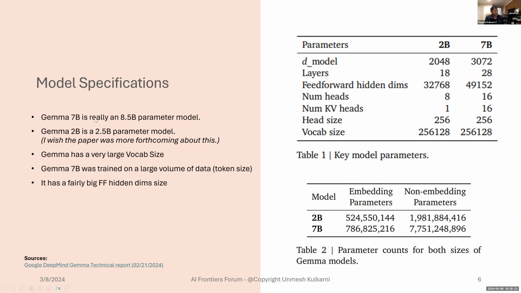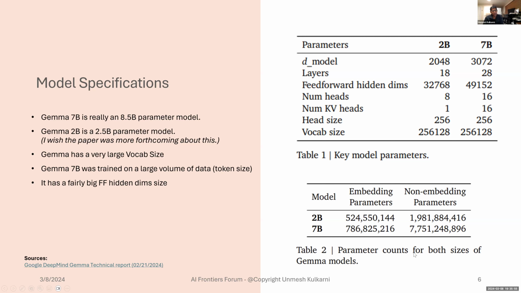Cool. This is a quick summary, I believe, of the parameters. We already spoke about models. One interesting thing is Google is not fully transparent here. They call it the Gemma 7B model. But if you look at Table 2 on the right, at the bottom, and look at the 7B row, it has 786M and 7.7B. So if you add the total number of parameters, it's actually 8.5 billion, but they don't call it 8.5B. They call it 7B, similar to Llama.